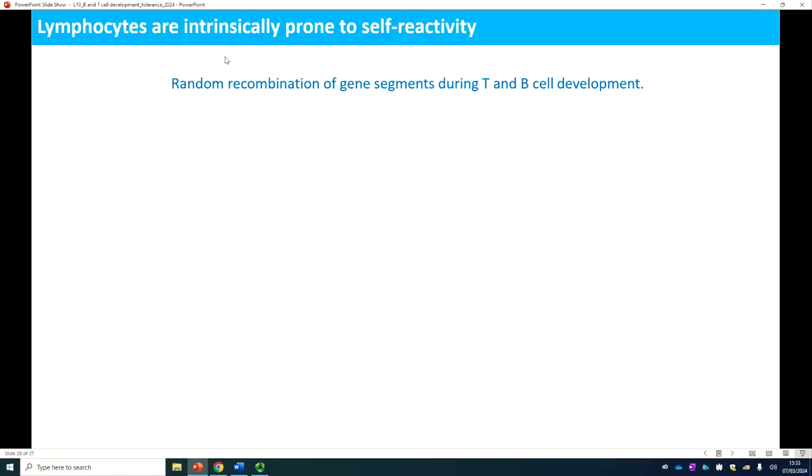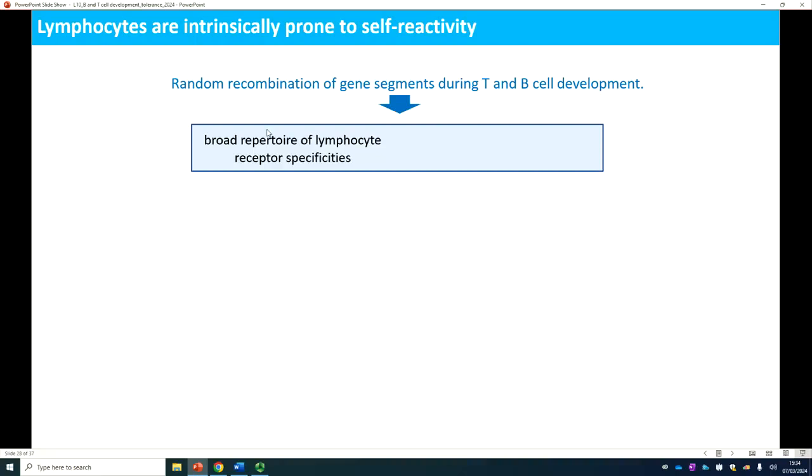So if we just look at this whole process, it's pretty much like a balance in a way. Lymphocytes are intrinsically prone to self-reactivity. We're getting a lot of random gene rearrangements going on during our B cell and T cell development. Now, this is great because it gives us a really broad repertoire. So the more rearrangements we've got going on, the wider the repertoire of T cell receptors will be. But also, this gives us a larger potential for autoreactivity.